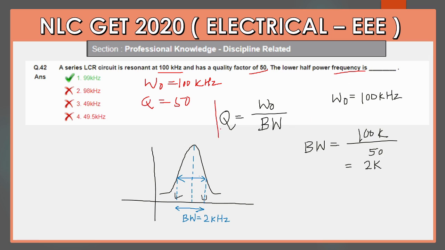We know that Q equal to omega naught by bandwidth, and you can calculate bandwidth from here. Bandwidth will be 2K. So we know that this is the lower one and this is the upper one. If total bandwidth is 2K, one part will be 1 and another part will be 1. So if it is 100 here, it will be 99 here and 101 here. It is asking about the lower half power frequency, so the answer will be first option.